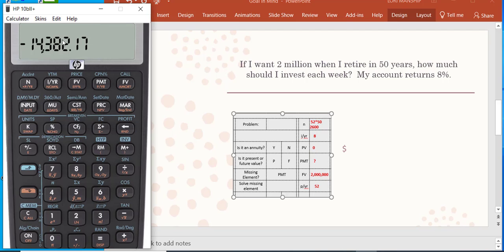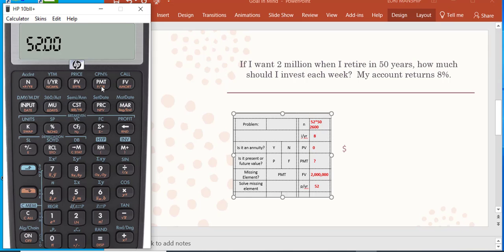And let's go ahead and clear my calculator. Orange C. Just to make sure I didn't make a mistake on my multiplication, let's do 52 times 50, and then hit N, and that was 2,600. 8 I/YR, 0 present value, because I did not start with any amount in my savings. And then we have 2 million is my future value. And I am doing this weekly, so 52 orange PMT.